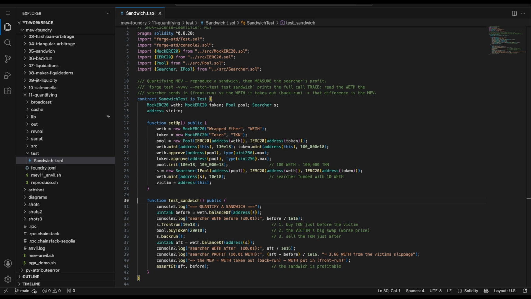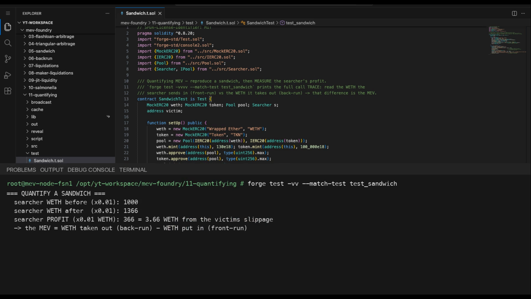Here's the test that reproduces the sandwich. A pool is seeded with 100 WETH and 100,000 tokens. A searcher contract is funded with 10 WETH, then in order, the searcher front runs, the victim makes its big buy, and the searcher back runs. We record the searcher's WETH before and after and print the profit. Run it plain and read the ledger. The searcher starts with 10 WETH. After the whole sandwich, it holds 13.66. The profit is 3.66 WETH, pulled straight out of the victim's slippage. That's the number MEV-Inspect would report for this block, but how do we know where it came from? For that, we read the trace.